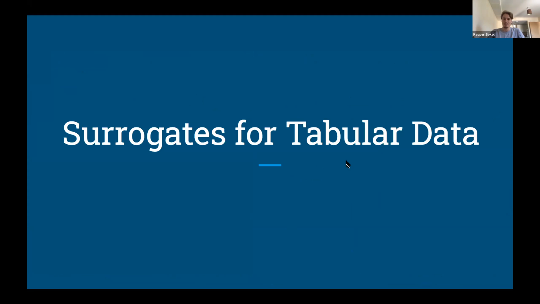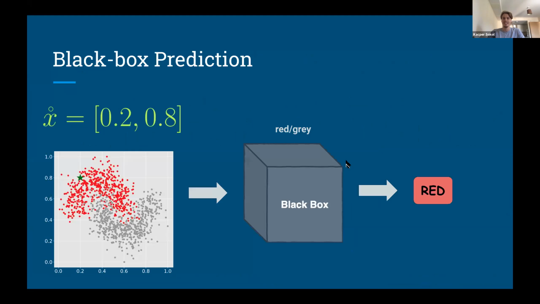This is by far the most interesting case because it's also the most complicated one. So again, we start with a simple toy example. We have a two-dimensional dataset for the purposes of visualization, and we have a black box that decides whether it's a red or a gray class. And the explained data point is 0.2, 0.8, and it's the green star here.